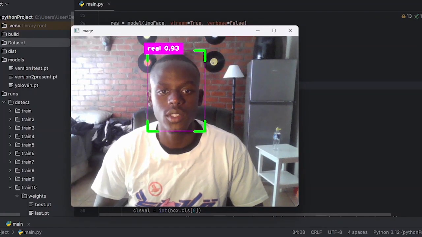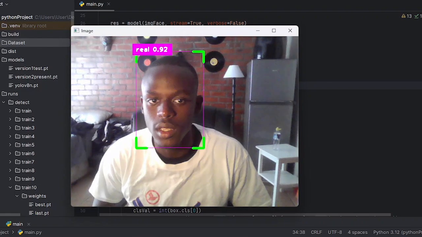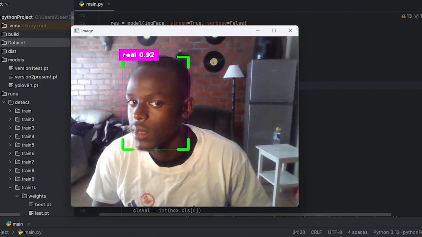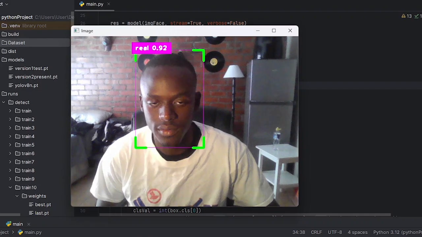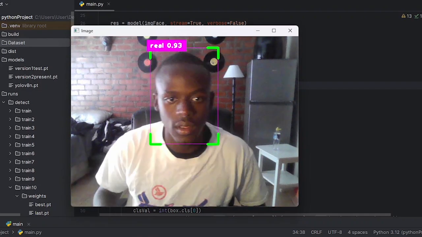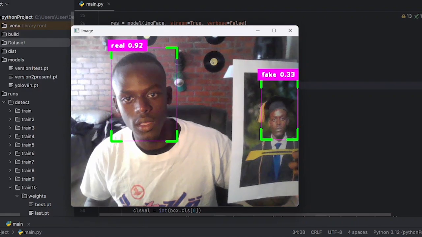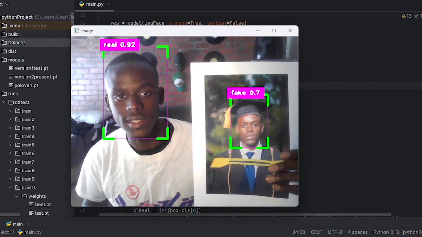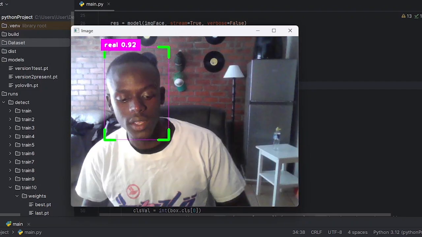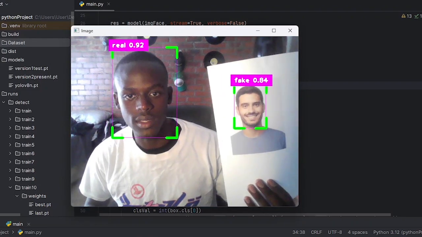As you can see, the system is recognizing my face as a real face. And if I get a picture of myself and print it out, there we go, it will recognize it as a fake face. If I use a different face, it can also recognize that as a fake face.